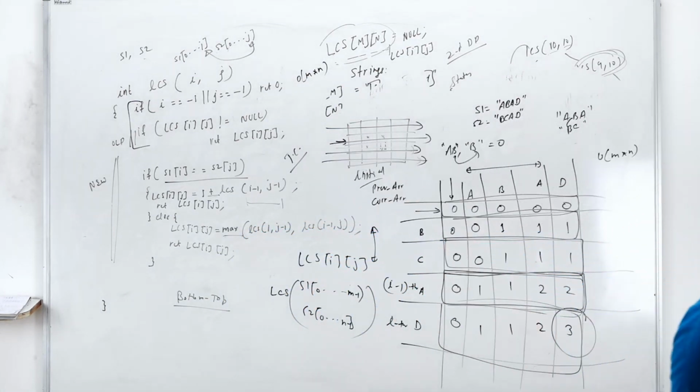So this way you can just use two one-dimensional arrays, which will be just order m or order n space, and then you will be able to solve it. Does this make sense to all? Yes or no?